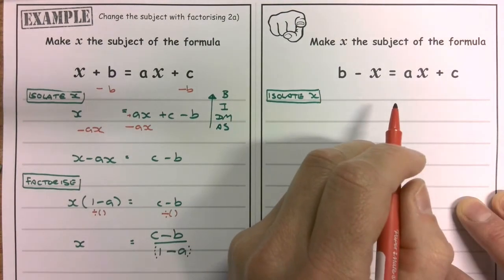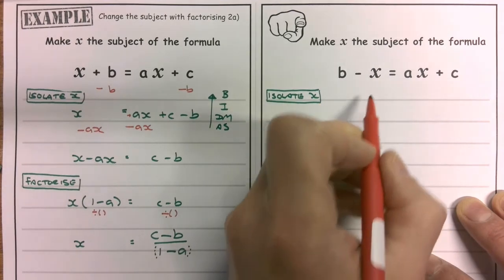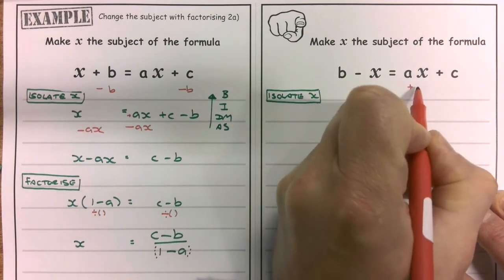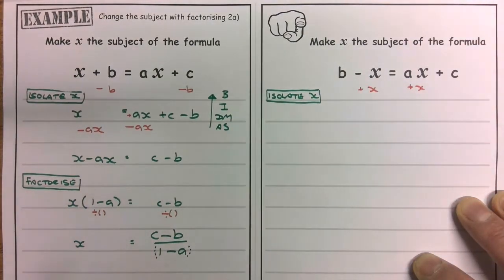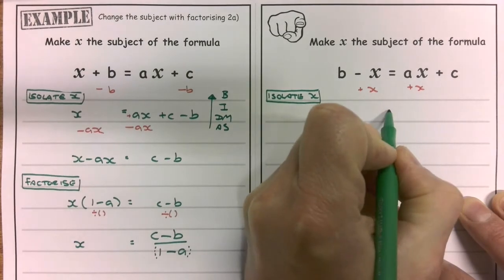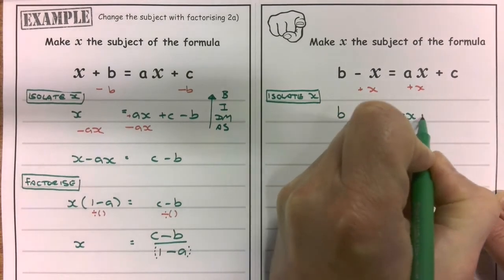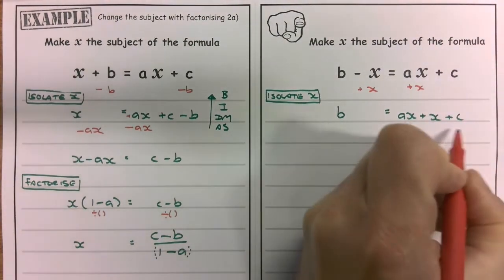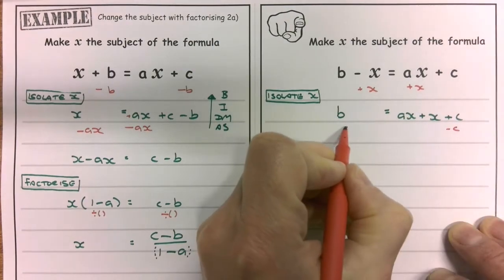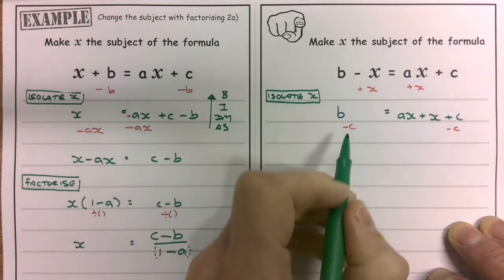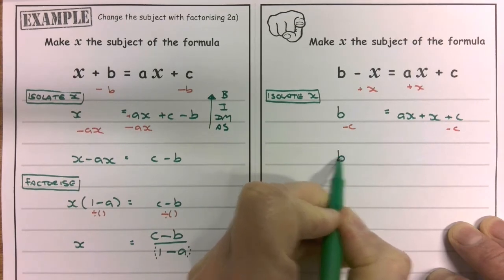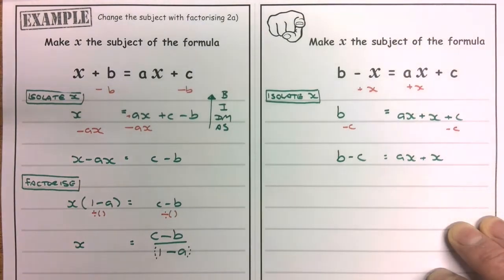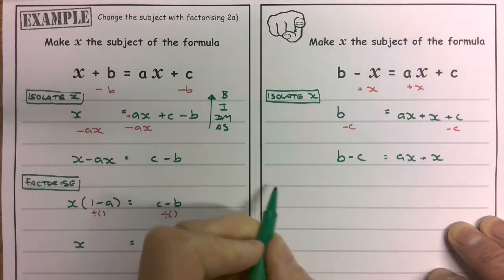So what do we do? It says minus x. We're going to add the x to both sides, which is going to leave us with b is ax plus x plus c. Now I want to get rid of that c, and we've got all our terms in the right place. b take c is ax plus x. Now we need to do a little bit of factorising.